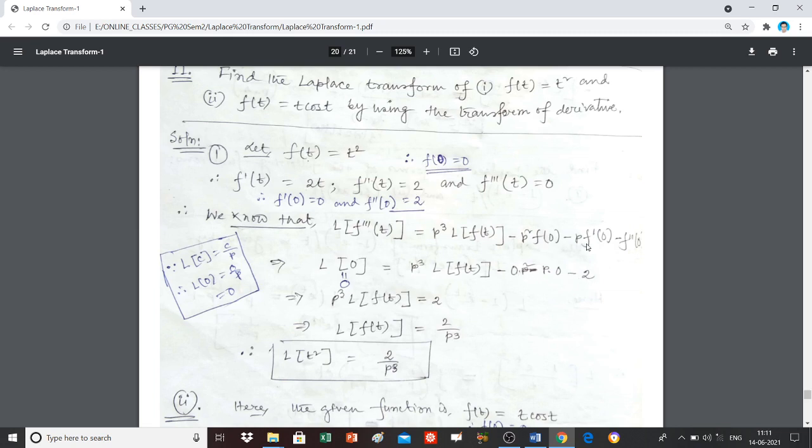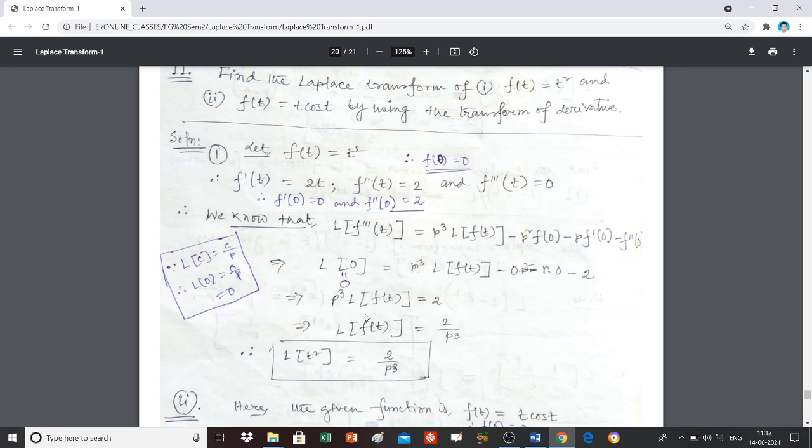Since f(0) is equal to 0 and f prime 0 is equal to 0, those terms give you 0 result. Furthermore, the Laplace transform of 0 is equal to 0, because the Laplace transform of a constant is c by p, and in this case c is equal to 0. So this is 0, and the remaining term is minus 2. So p cube L of f(t) is equal to 2, that is, the Laplace transform of f(t) is equal to 2 by p cube.